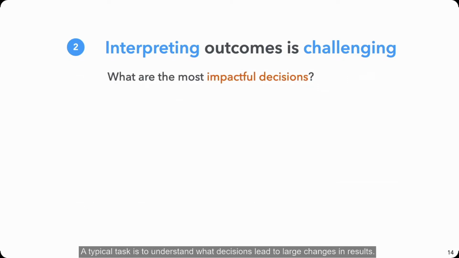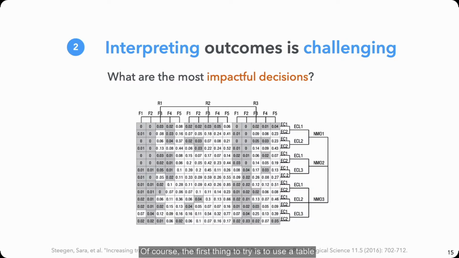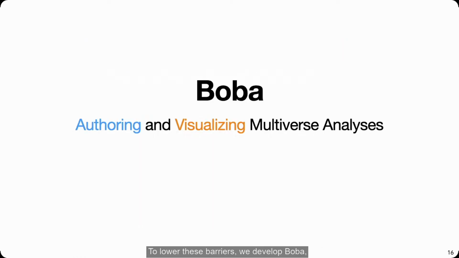A typical task is to understand what decisions lead to large changes in results. Of course, the first thing to try is to use a table where cells are the results of each analysis and rows and columns map to the decisions they made. But it's difficult to tell which decisions are more influential, and it will be even more difficult if multiple decisions interact. The table is also not scalable to thousands of results. To lower these barriers, we developed Boba, an integrated system for authoring and visualizing multiverse analysis.